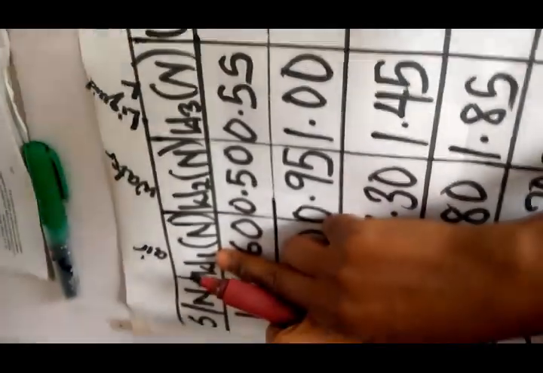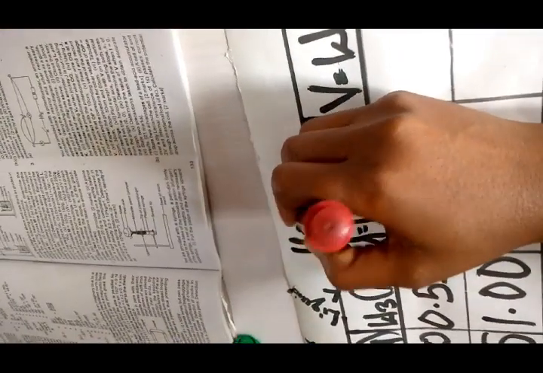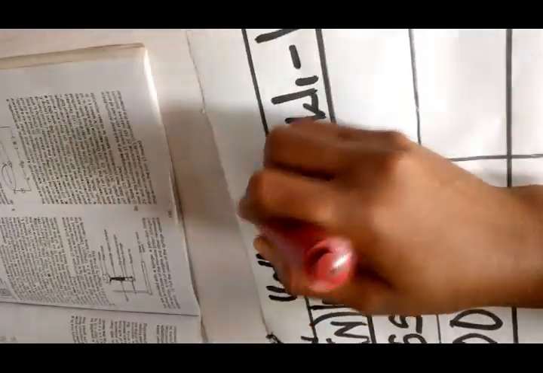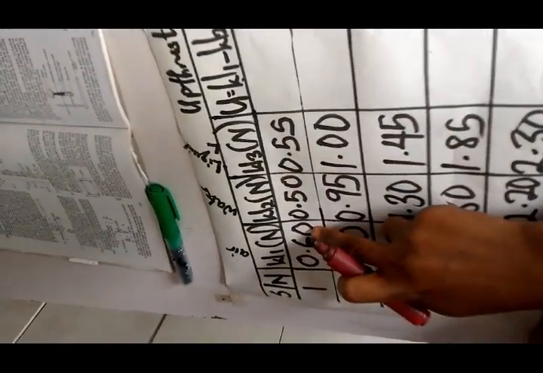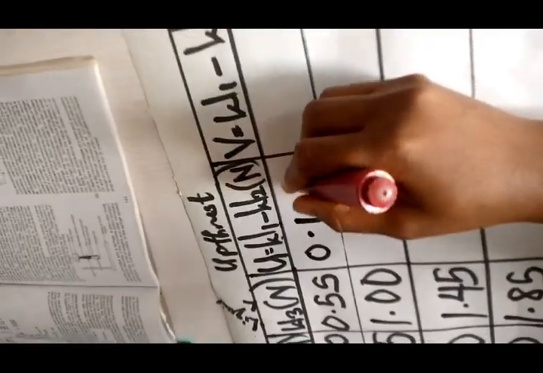Now, W1 is the weight in air, minus the weight in water. So that is the upthrust of the object in water. So this is W1, this is W2. So you just say 0.6 minus 0.5. So what is 0.6 minus 0.5? That is 0.10. Because it's a calculated value, I'm going to make it 3 decimal places.